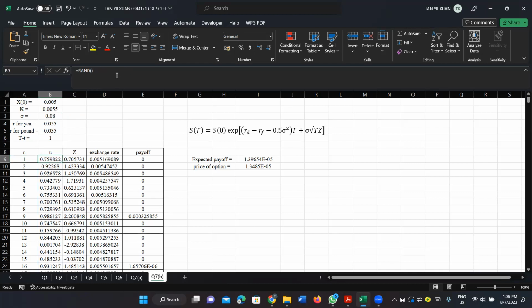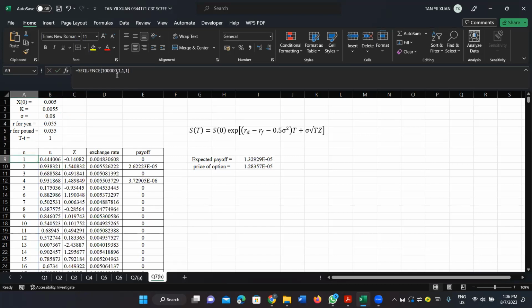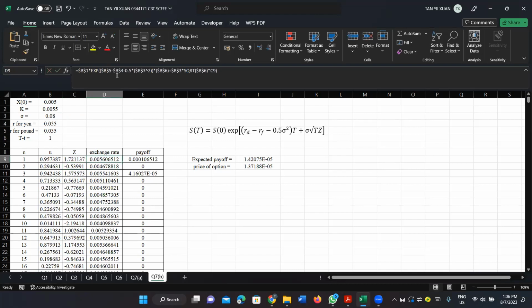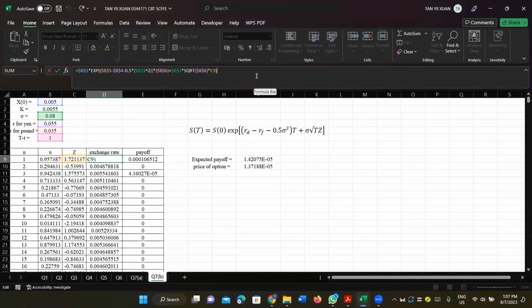So similarly, we use the same function, which is RND bracket, to generate 100,000 uniform random numbers, and we want to get the z-score also. Use the NORM.S.INV function. By doing so, we are able to get the exchange rate, using the same formula, which is x0 times the exponential of r domestic minus r foreign minus 0.5 sigma squared times t, plus sigma times the square root of t times the z-score.